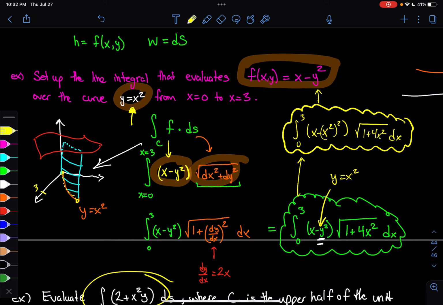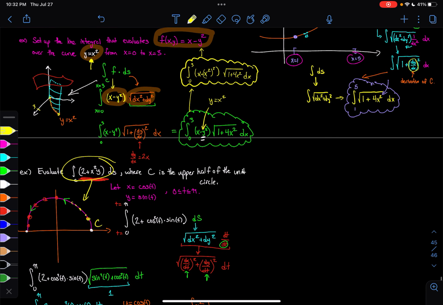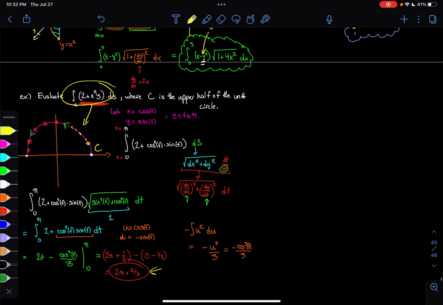Ew, disgusting, yes, throw up. But that's not really the point. The point is, can we set this up, and do we understand the interpretation of what a line integral is? So hopefully this is enough for us to chew on for a little bit. Sorry for the little mishap.